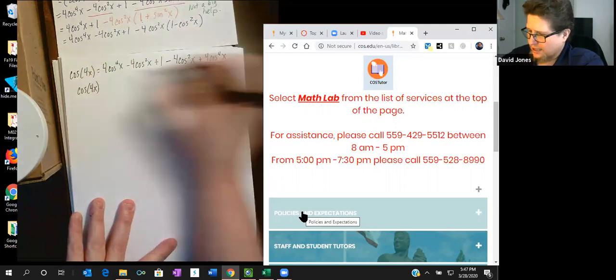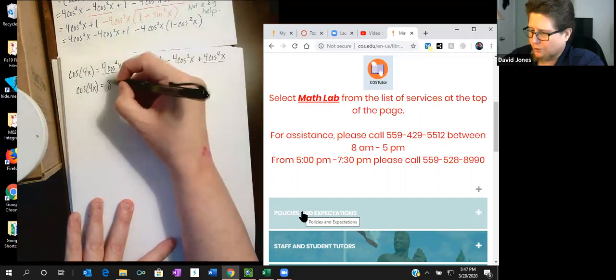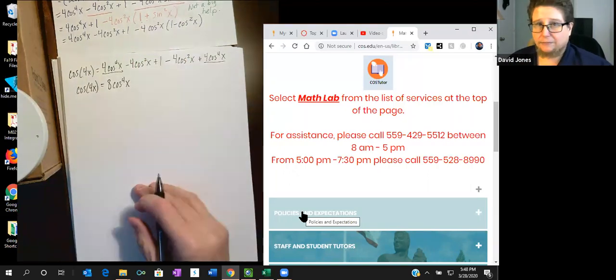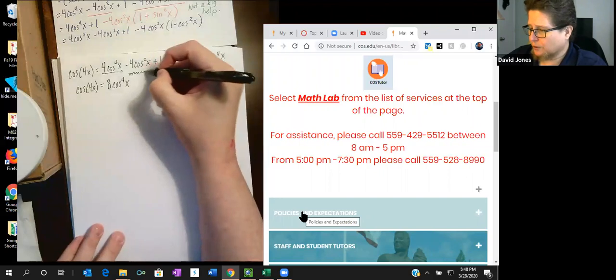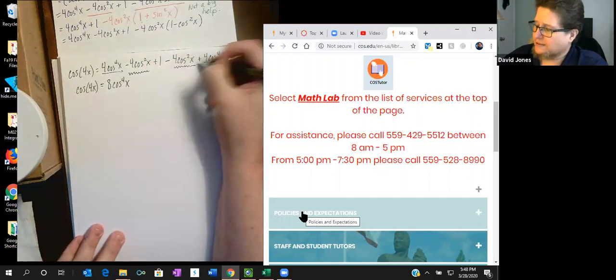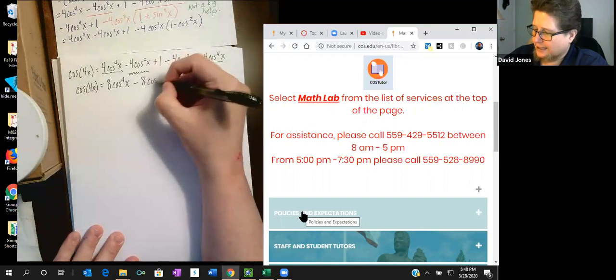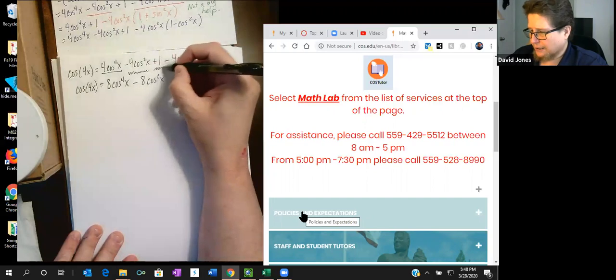I've got two sets of cosine to the 4th x. They're both 4s, so add the 4s together, I get 8 cosine to the 4th x. I've got a couple cosine squared terms. Combine those, I've got minus 8 cosine squared x. And finally, all I have left over is the plus 1.